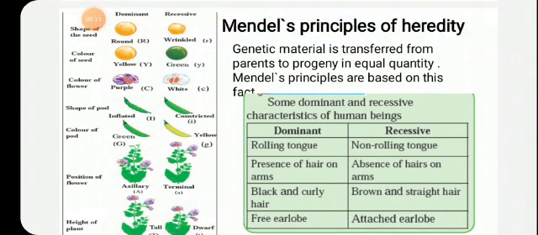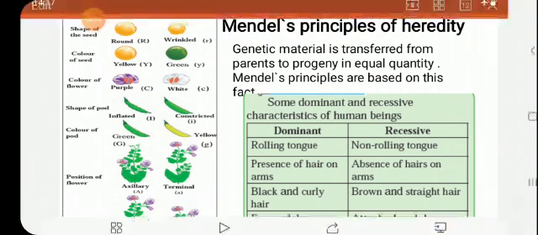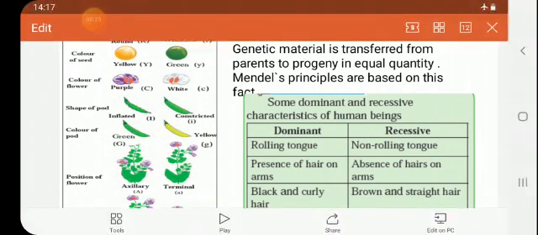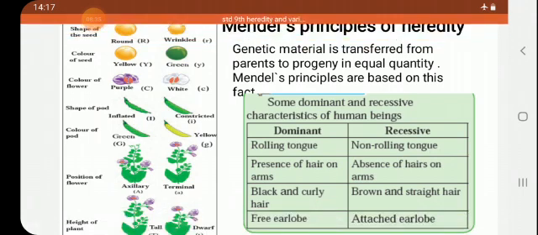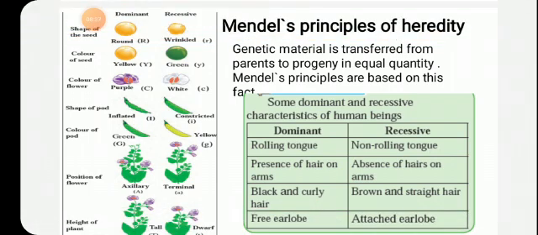Okay, come to page number 84. For that, he studied a lot. He took the example of the pea plant. He worked first on the pea plant, whose scientific name is Pisum sativum, and therein he studied the different characters of that plant. He studied shape of the seed, color of the seed, color of the flower, shape of the pod, color of the pod, position of flower, and height of the plant.